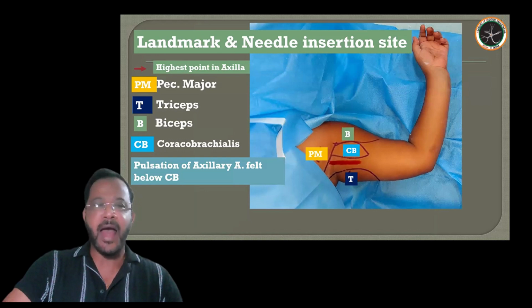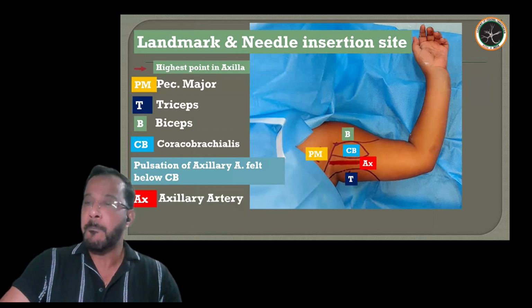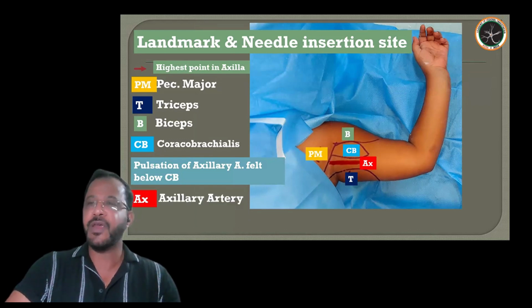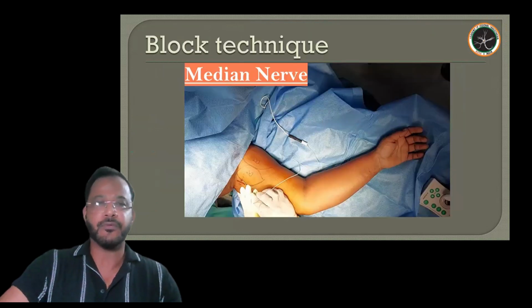The pulsation of axillary artery is usually felt below the coracobrachialis muscle. So feel for the pulsation and mark it. After marking the axillary artery, mark 2 needle insertion sites. 1 needle insertion site above the axillary artery for the median nerve and musculocutaneous nerve. 1 needle insertion site marked below the artery for the radial nerve and the ulnar nerve.